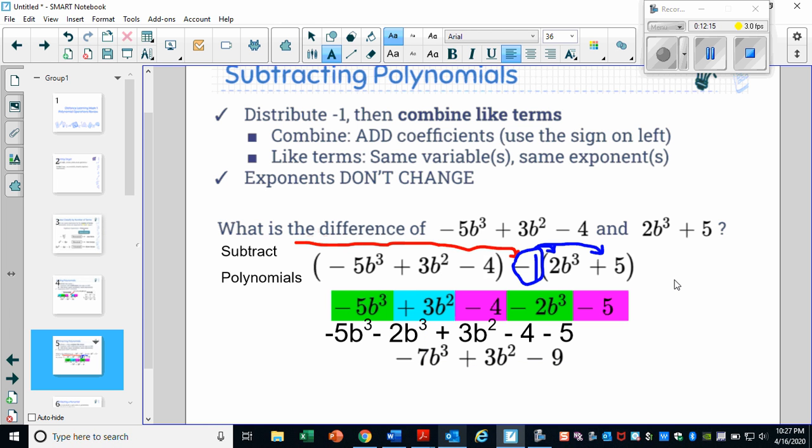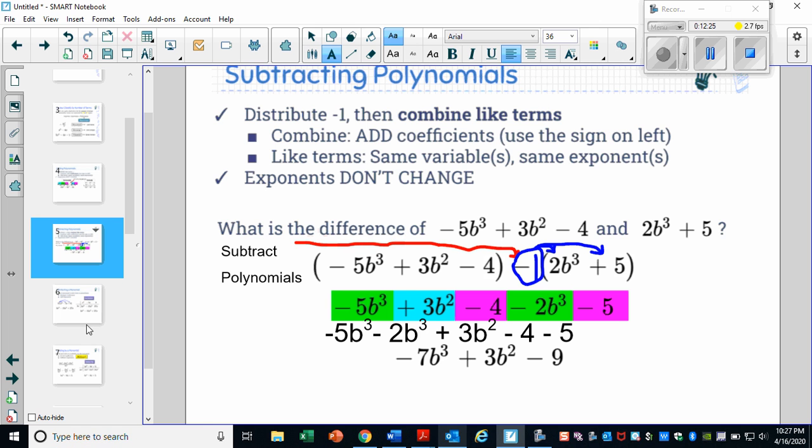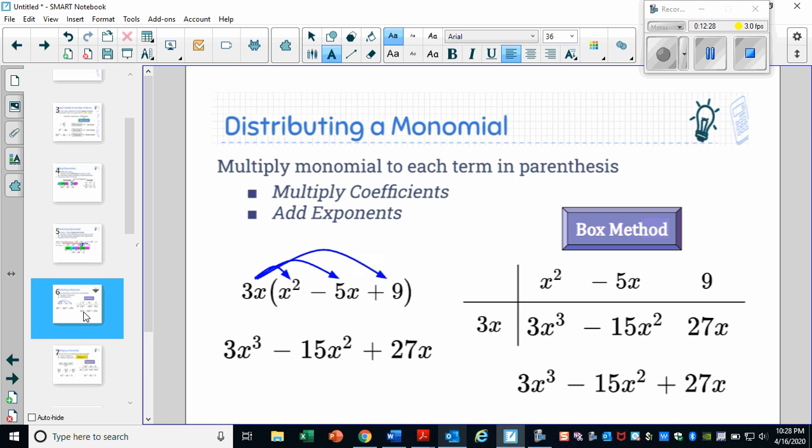So this should be familiar. This should be material we've gone over in the past. We will just go over it one more time as a review. Now the next step, distributing a monomial. Here, you multiply coefficients, you add your exponents. So similar to before, whenever you see a term outside the parentheses, you must multiply, i.e. distribute to each and every term within the set of parentheses.